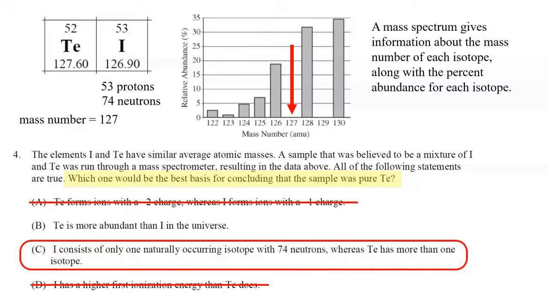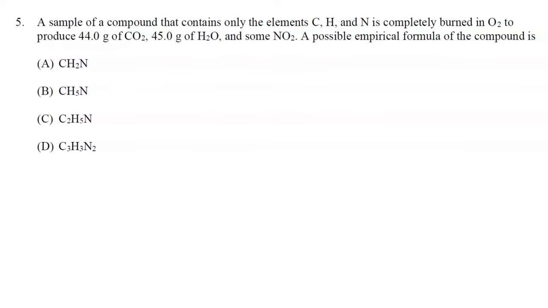So the correct answer to this question is C. We cannot compare the relative abundance of tellurium and iodine in the universe from this diagram, but we can prove that since there's no peak at 127, then there is no iodine present, and therefore, again, choice C is the correct answer.